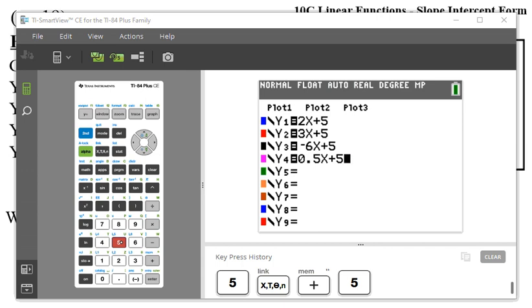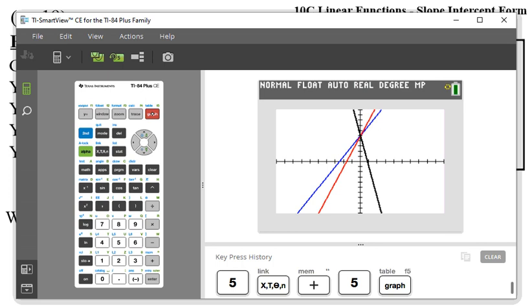Very top right, we can now hit graph. There it is. We see that all the lines are on a different angle because they're different sloped, but they all pass through the y-intercept of 0,5 because 5 was the y-intercept.